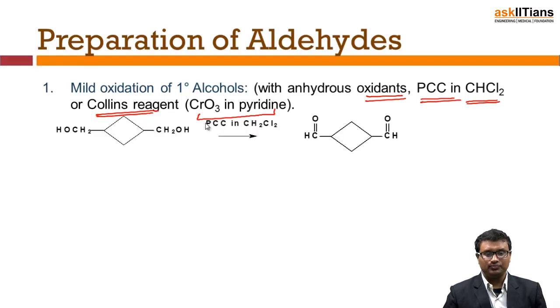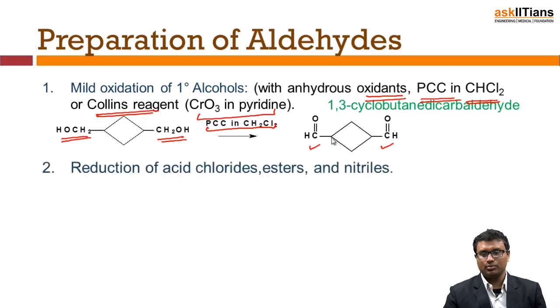So you can see here you have a 1 degree alcohol, for example this one. This 1 degree alcohol, in the presence of an oxidant like PCC, will give you an aldehyde at both ends. So yes, 1 degree alcohols can be converted into aldehydes. What is this? This is 1, 2, 3, the third position. So it is 1,3-cyclobutane dicarbaldehyde, and in the previous part I discussed how to name a given aldehyde.